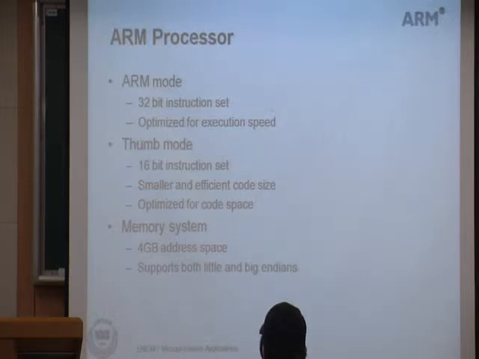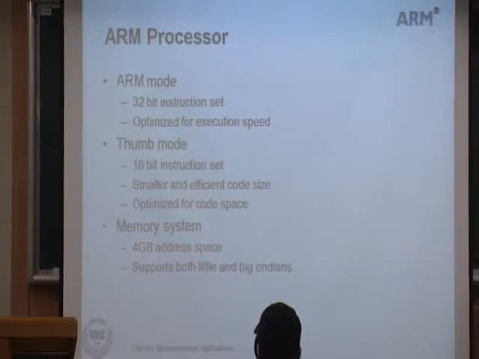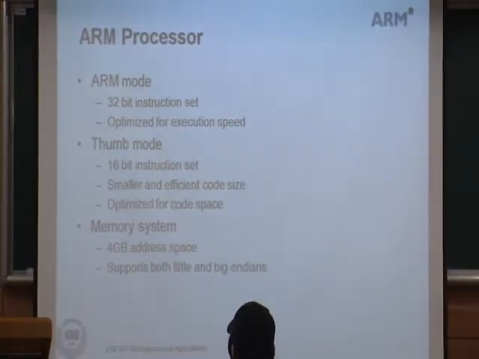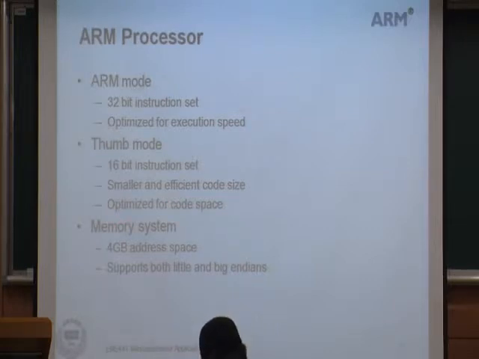Then in ARM processor, we have 4 gigabytes of address space. Why 4 gig? Because we have 32 address pins. So 32-bit means 4 gig. 2 to the power 32 is 4 gig. So that's why 4 gig.